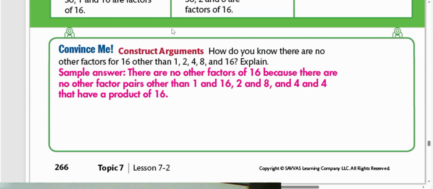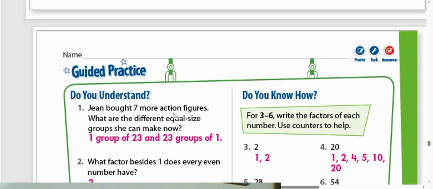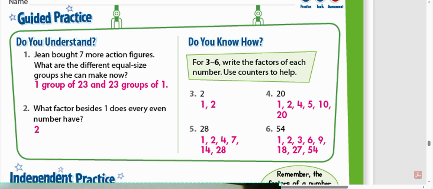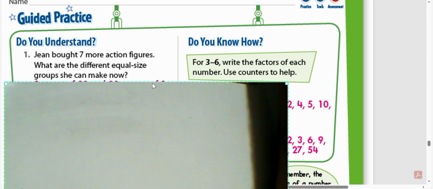How do you know that there are no other factors of 16 other than 1, 2, 4, 8, 16? Let's explain. Simple answer, there are no other factors of 16 because there are no other factor pairs other than 1 and 16, 2 and 8, and 4 and 4 that have a product of 16. Do you understand? Jean put 7 more action figures. Okay, what different equal size groups can he make?